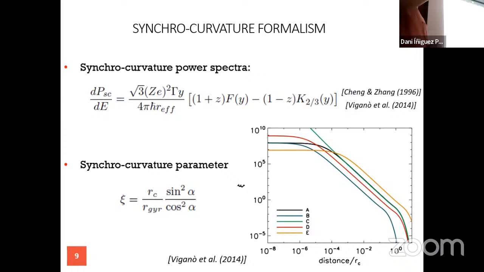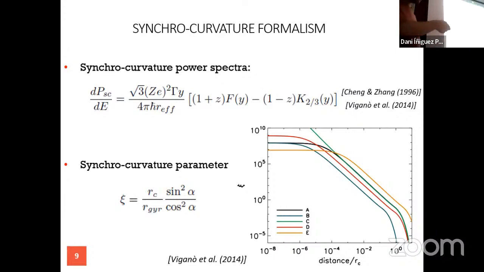Now, having the evolution of these kinetic quantities allows us to compute the curvature power spectra of a single particle at each position of the trajectory. This is done by means of the synchro-curvature formalism, which was introduced in 1996 and reformulated here at IFE in 2015. And this is the expression for the synchro-curvature power spectra for a single particle.